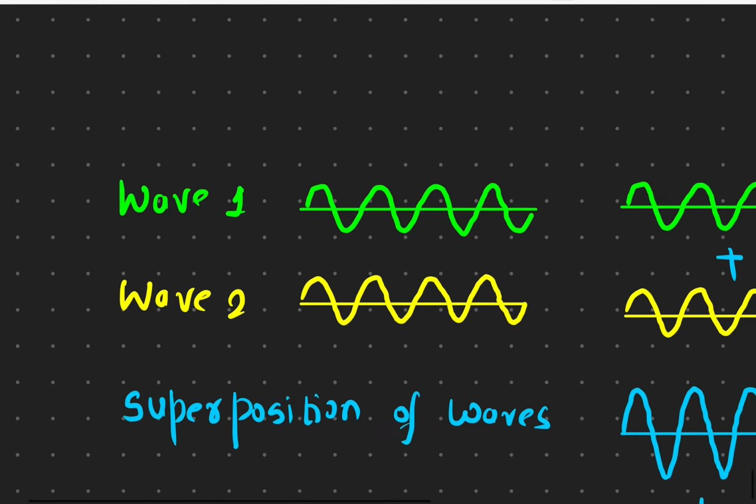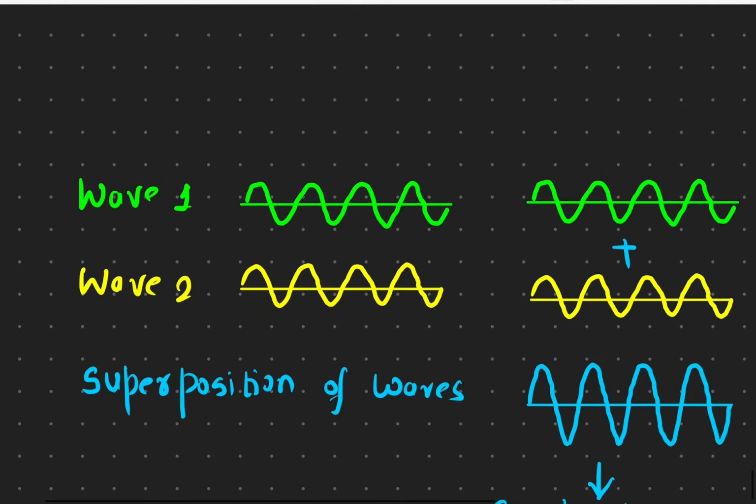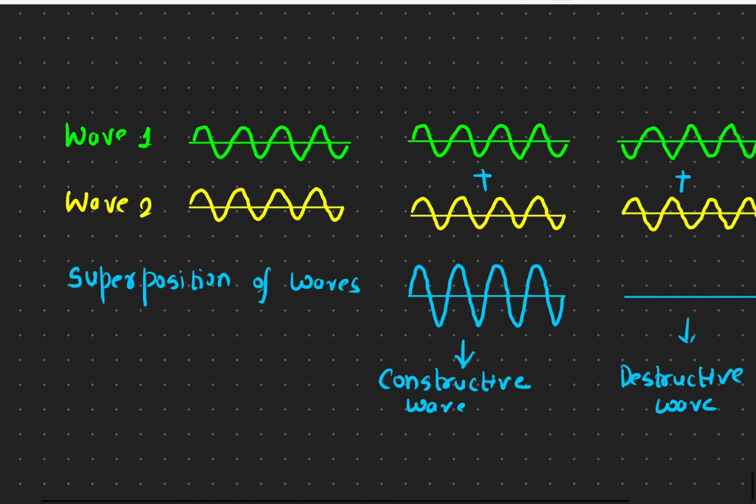So now I have two waves, and I'm going to choose particular conditions here, and the terms we're going to use are constructive interference and destructive interference.